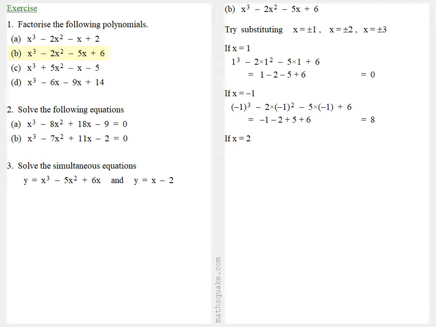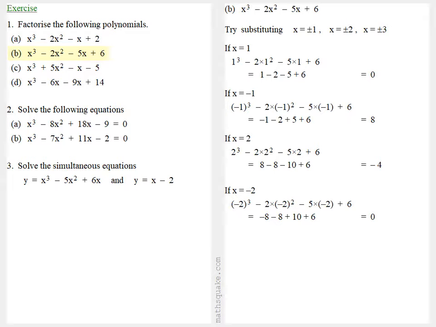If we try x equals 2, we get 2 cubed minus 2 times 2 squared minus 5 times 2 plus 6, which is 8 minus 8 minus 10 plus 6, which is minus 4. If x is minus 2, we get minus 2 cubed minus 2 times minus 2 squared minus 5 times minus 2 plus 6, which is minus 8 plus 10 plus 6, which is 0.